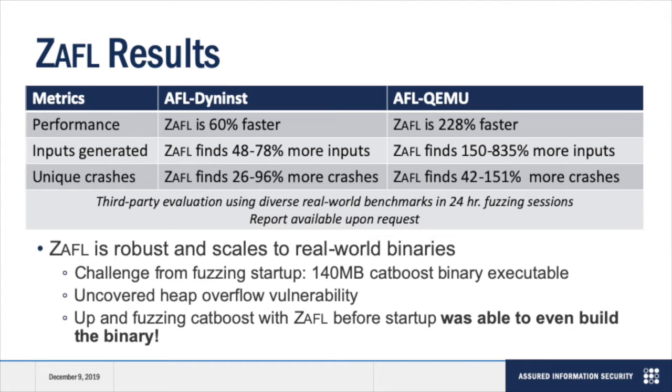ZAFL scales to real-world software. A fuzzing startup provided us with a large 140 megabyte challenge binary used for machine learning. Using ZAFL, we were able to fuzz the binary and find a new heap overflow vulnerability, all before the startup was able to even build the binary. This anecdote speaks to the robustness of ZAFL and to the advantages of fuzzing binaries directly.